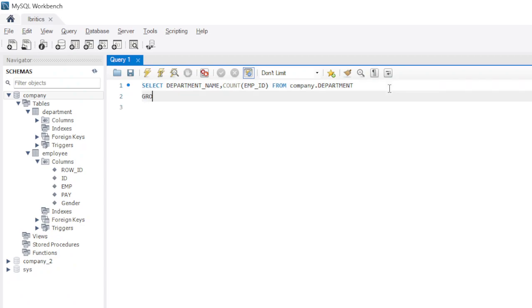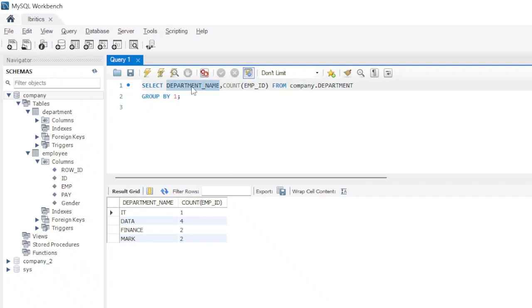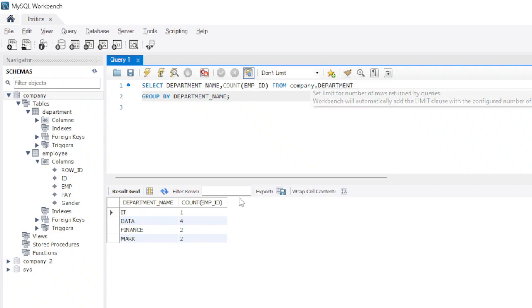We forgot to write the GROUP BY 1. By the way, if you write GROUP BY 1, it means the same as if you wrote this one here. Alright? Let me show you. There's no difference between those.